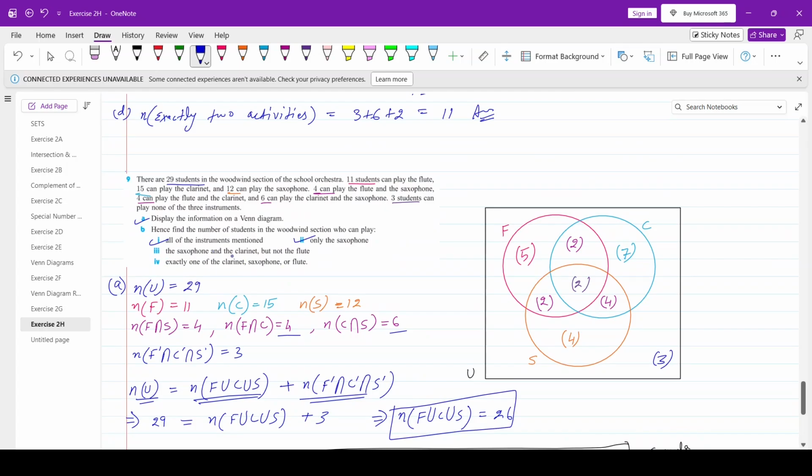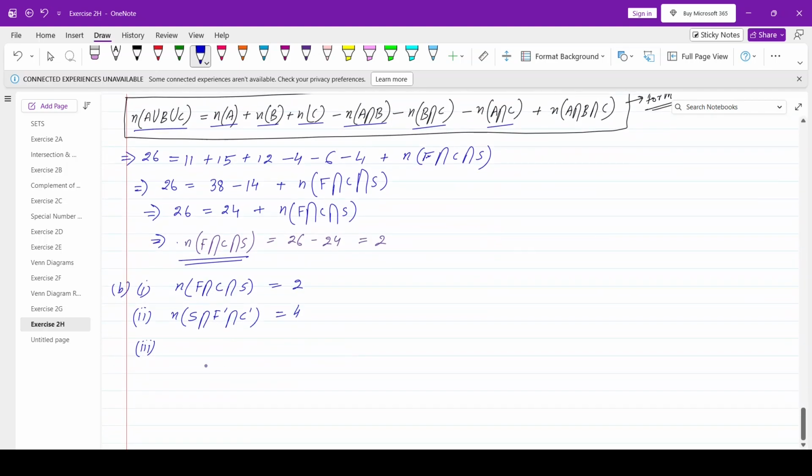The saxophone and the clarinet, but not the flute. So saxophone and the clarinet, which is this region, but not the flute. Therefore we need to take this part out, so we'll be left with this part only, that is 4. Saxophone and clarinet, but not flute, is going to be 4.